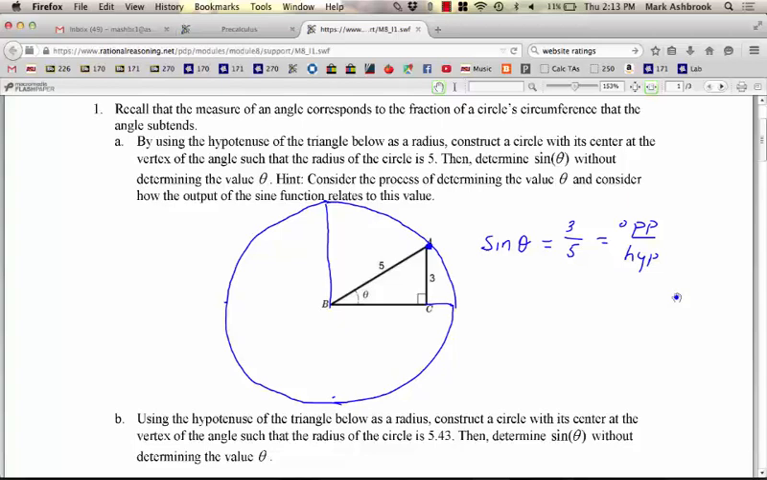Questions? Good circles. You got something to draw circles with? Oh, okay. That's fine. I should put it on mine.